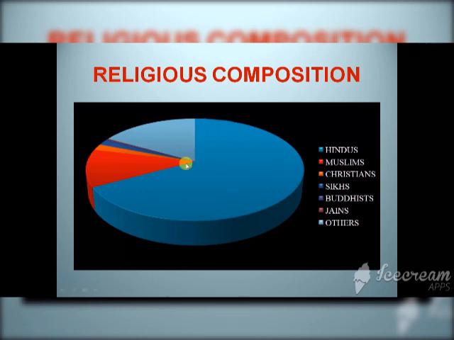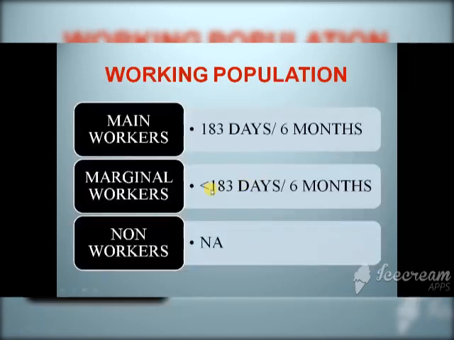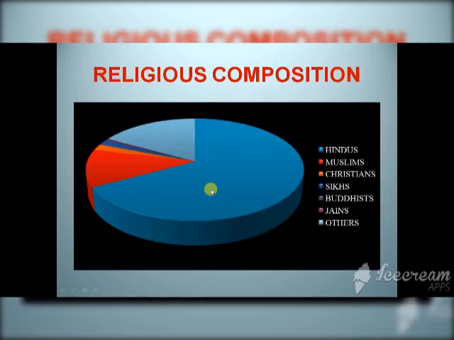Now next comes the religious composition. This shows the concentration of religious composition. Hindus have 79.8%, this whole part. So the maximum number of people in India belong to the Hindu religion.